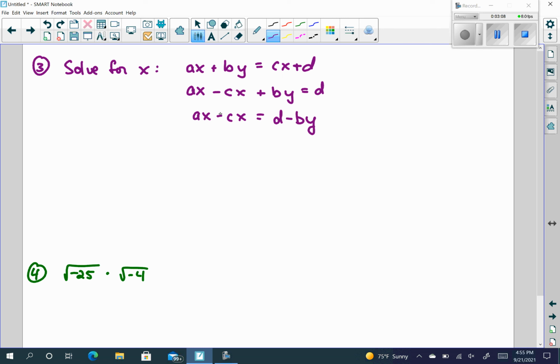So how do I go from seeing 2 terms with an x down to 1? Well, I factor out an x, so that's going to leave me with an a minus c. And then that's what I'm going to divide both sides by. So x is going to equal d minus by over a minus c.